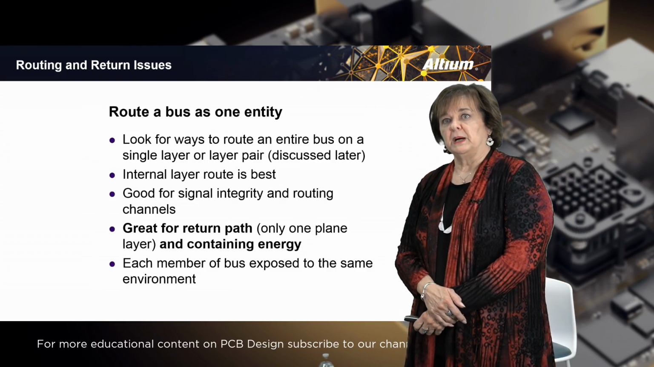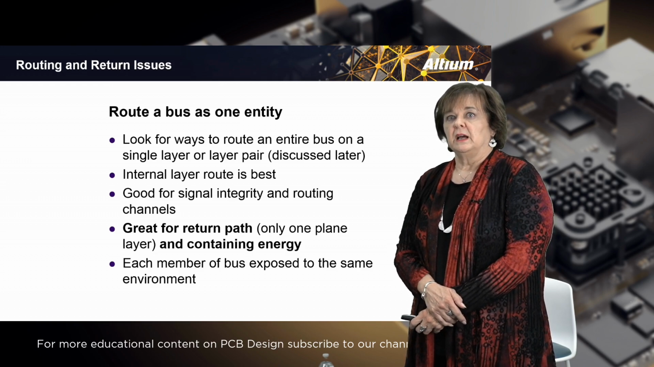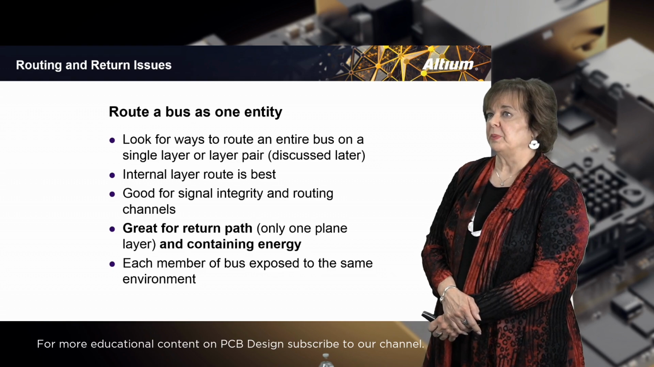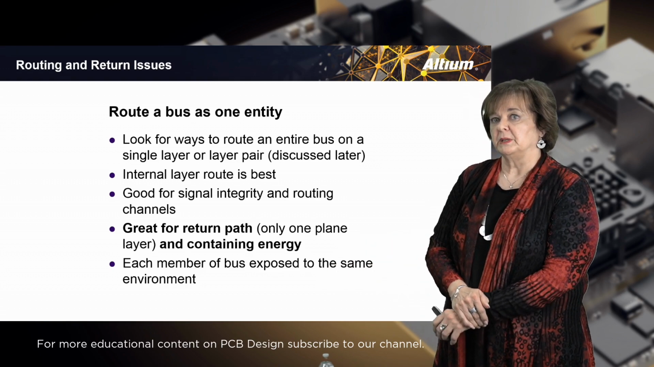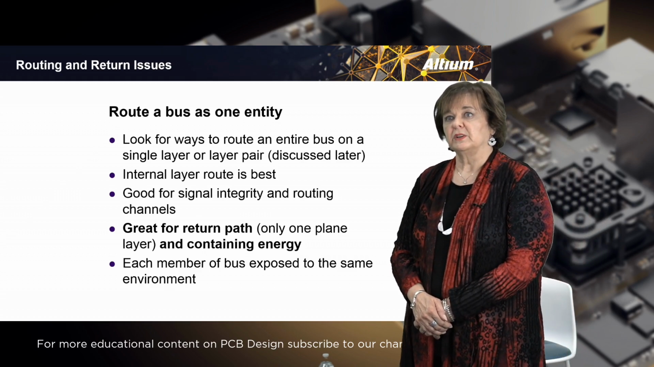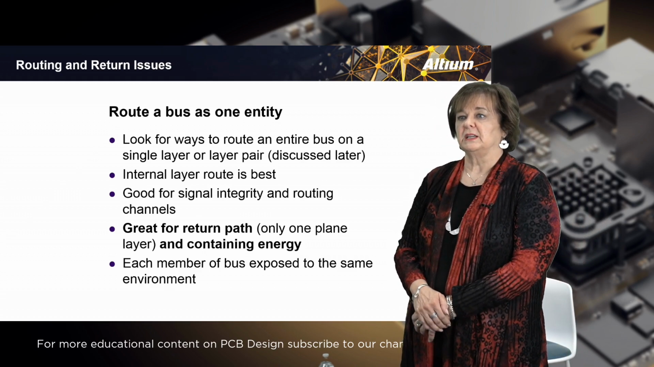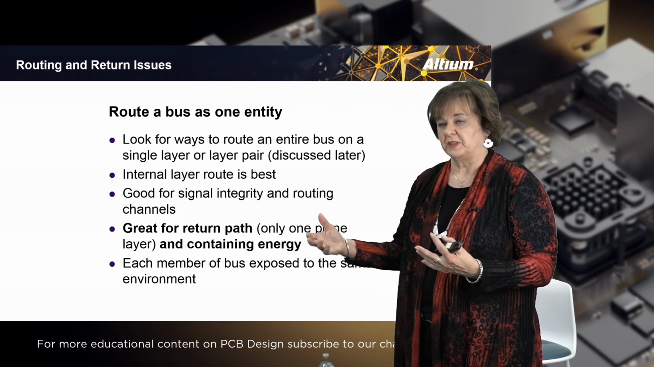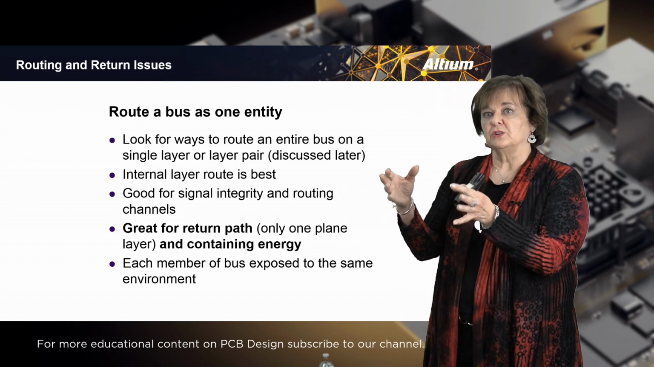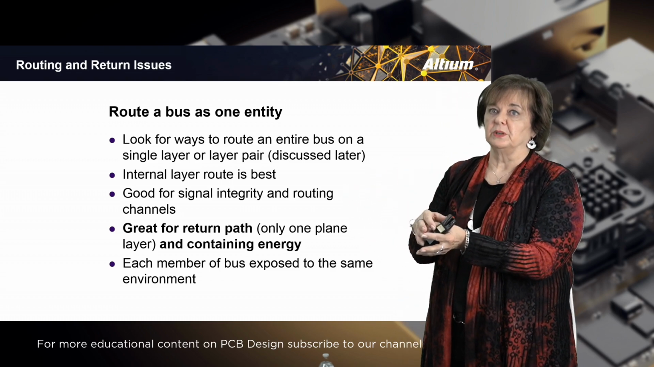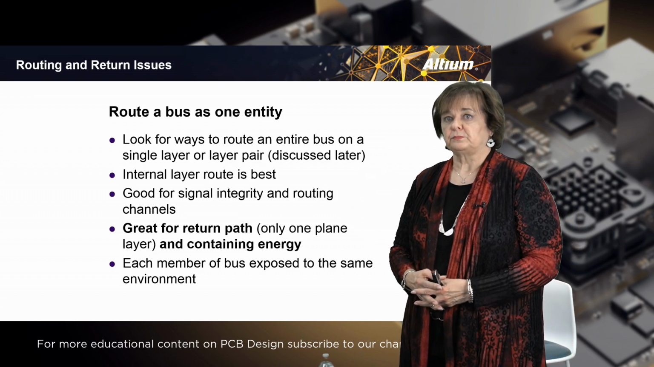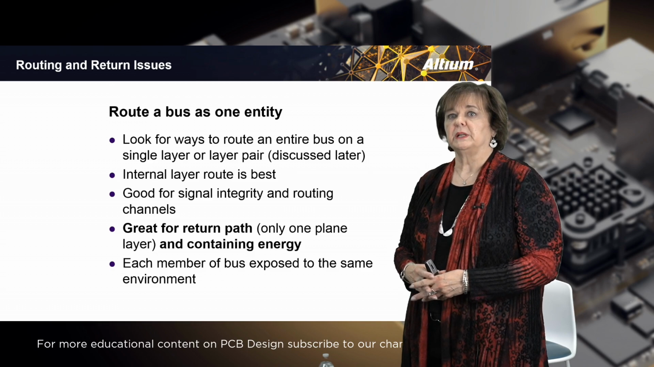Try to route a bus as one entity. Look for ways to route an entire bus on a single layer or a layer pair, and I'll talk about layer pairs in just a minute. An internal layer is best for routing because it contains all the energy, and there's less possibility of things interfering with other things when they're on the internal layer, because the energy has to go through dielectric material as opposed to going through air, where it can more easily flow. It's good for signal integrity and routing channels.